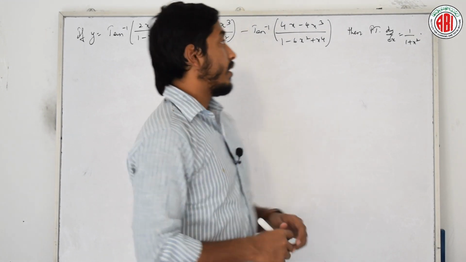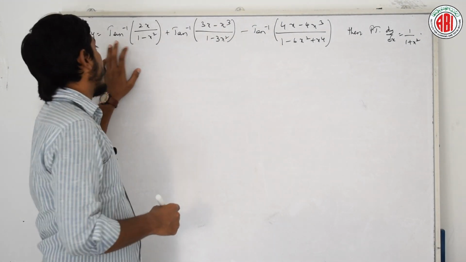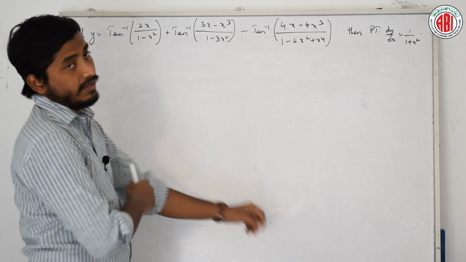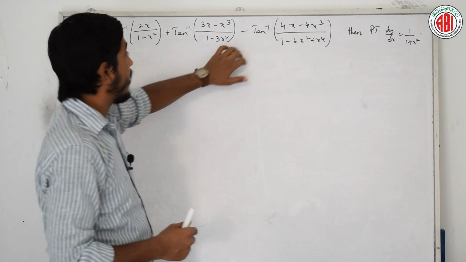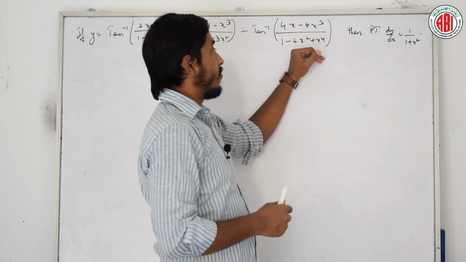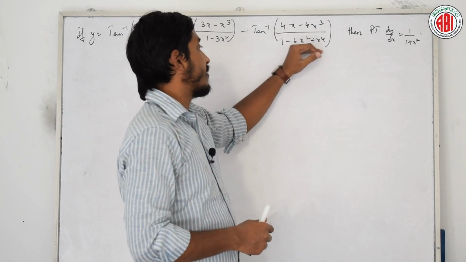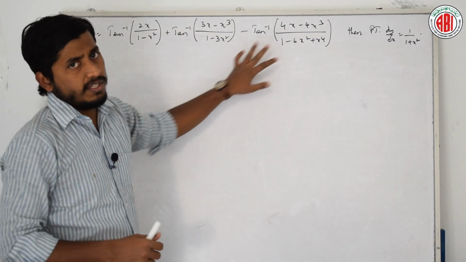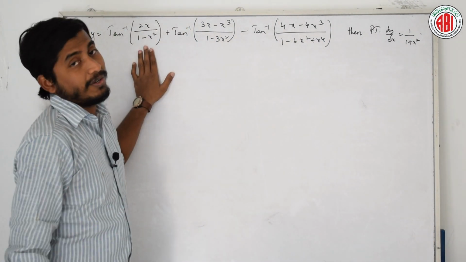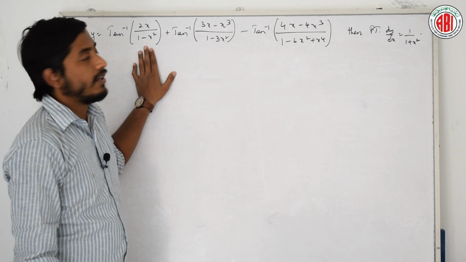See here, the question given is y is equal to tan inverse of 2x by 1 minus x square, plus tan inverse of 3x minus x cube by 1 minus 3x square, minus tan inverse of 4x minus 4x cube by 1 minus 6x square plus x power 4. Okay, check whether you know these formulas or not. What do we substitute here?